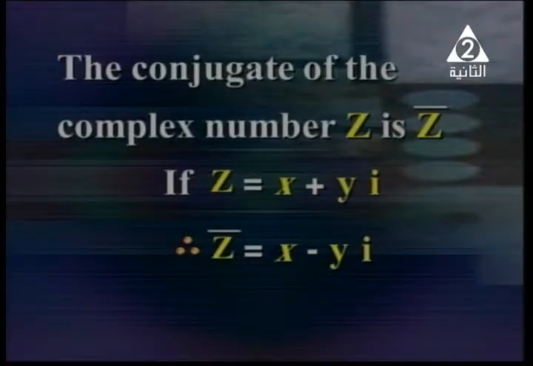Remark, dear student: when we add or multiply any two conjugate numbers, the result must be a real number. The conjugate of the complex number z equals x plus yi, z bar, is x minus yi. Remember, dear student, in a conjugate we change the sign of the imaginary part only. Look at x plus yi and x minus yi, what do you note? We note that we change the sign of the imaginary term.